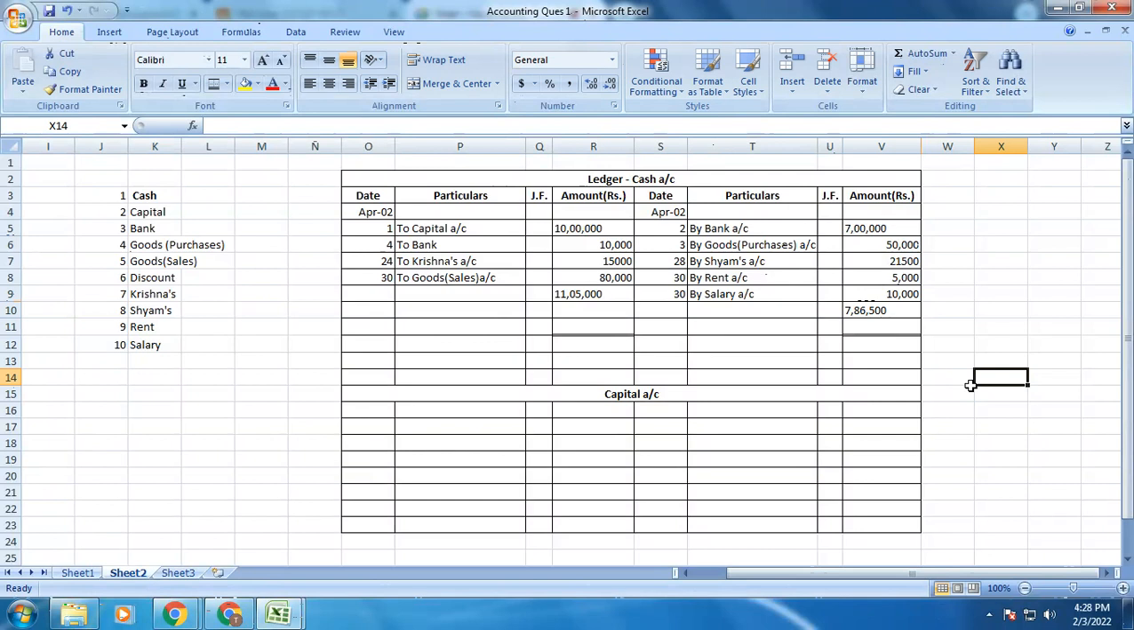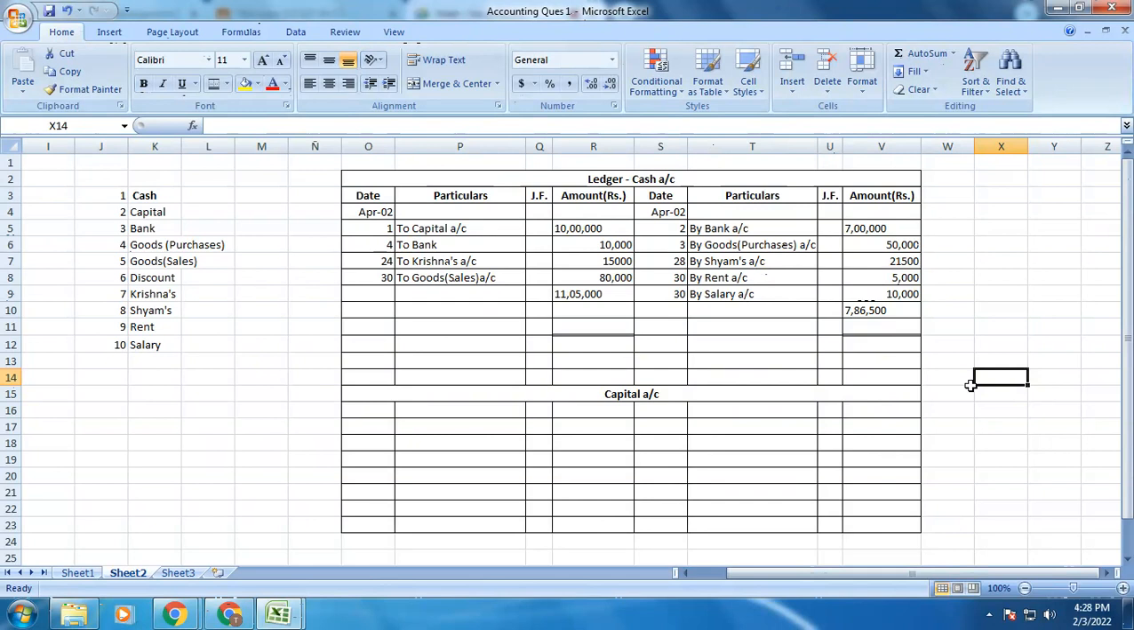Okay, the cash account will always have a debit balance because the left hand side or the debit side shows receipts and the right hand side or the credit side shows payments. So cash is such a thing in which it is not possible to make more payments than receipts. That is why the cash account will always be either a zero balance or a debit balance. It's not possible to have a credit balance in the cash account.